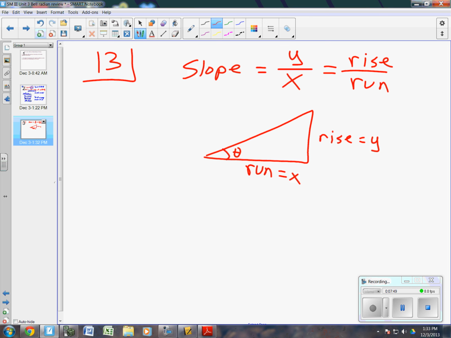If I'm looking for the sine, cosine, or tangent that's equivalent to that, which one is it? Tangent. Because if I took the tangent of theta, that's equal to opposite side over hypotenuse side, which is equal to the y over the x, right? So the answer is tangent.